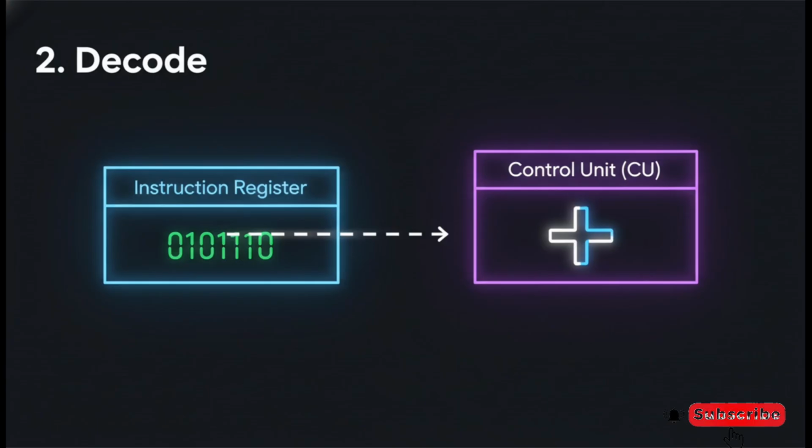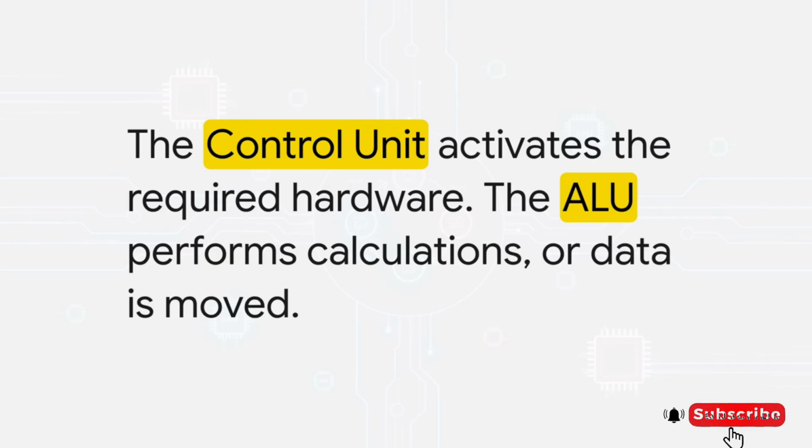It figures out, okay, is this an add command, a move data command? What are we doing here? And that leads us to the main event. Execute. The control unit sends out the signals. Maybe it fires up the ALU to do some math, or maybe it just shuffles some data around. This is where the rubber meets the road. This is where the work actually gets done.